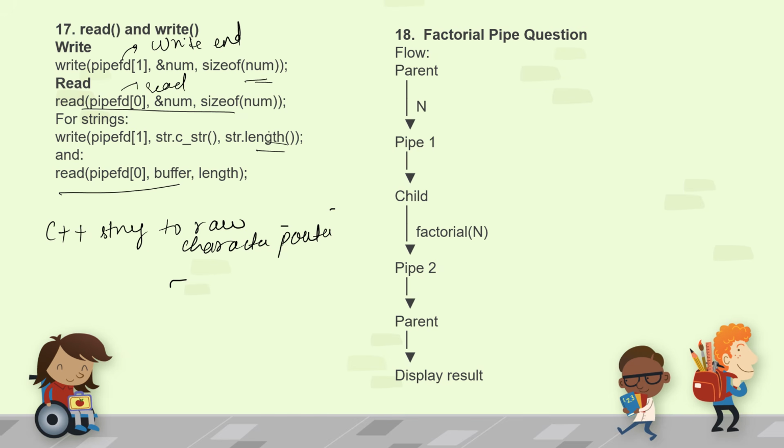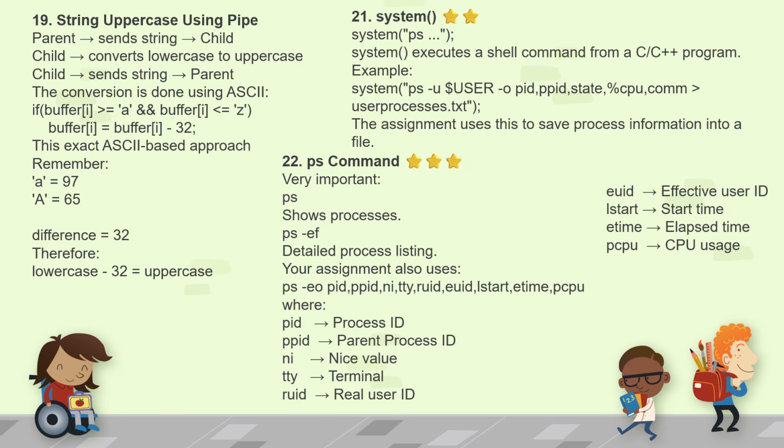Now, in case of reading, you read from a buffer. A buffer is a place where you store in-between results. Like first you perform an operation, you keep the result in a buffer. Then, in case of the factorial pipe question here that you can attempt, this will be the flow of the question. Similarly, when we use the concept of string uppercase using pipes, first the parent sends the string to the child. The child does the operation and sends the string back to the parent. This is how the work is done.